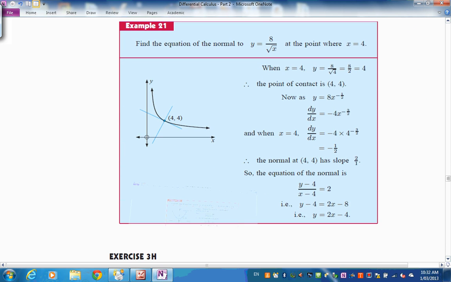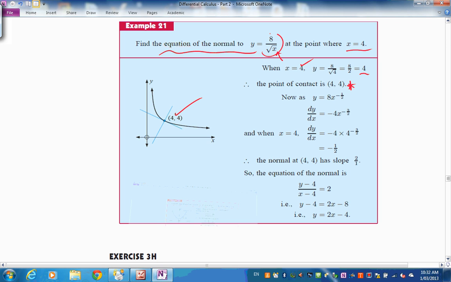Here's another one. Find the equation of the normal this time at x is 4. So first of all, when x is 4, stick it in here to find out what y is. So we've got the point (4, 4) that's on the curve. So picturing it over here. Now let's get the derivative, because that's the slope of the tangent.